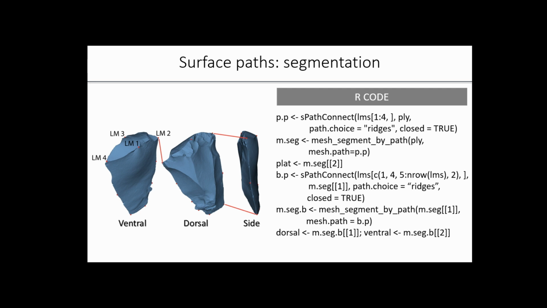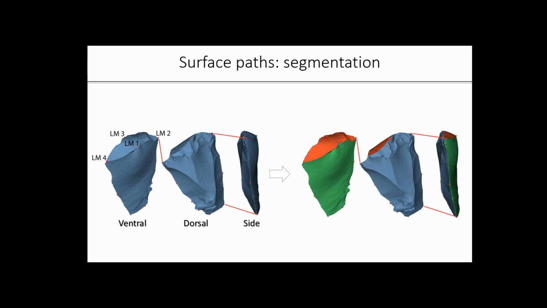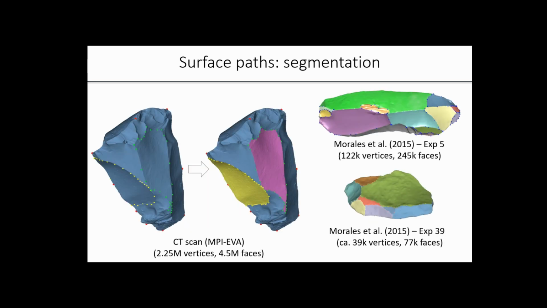Now you can repeat that same process using this landmark, so landmark 1 to landmark 4, then all the way around the edge to landmark 2 and back to landmark 1, forming a closed path. Then you segment the mesh by that new path, and voila, you have the dorsal and the ventral surface. And again, this is what the result looks like. Now, you can also use this, of course, to isolate other types of surfaces, such as dorsal scars. So if you provide landmarks to delineate those scars, they can be isolated.